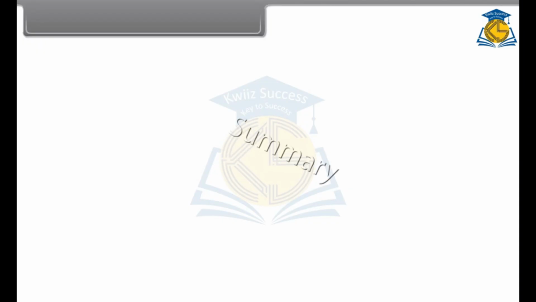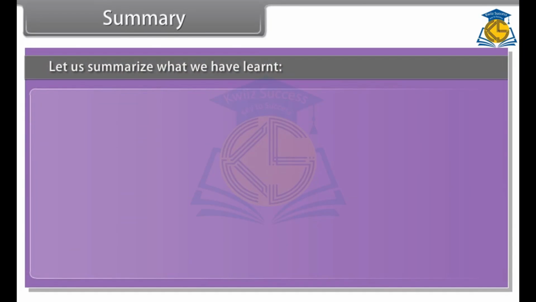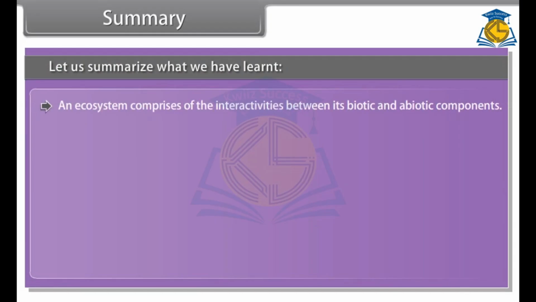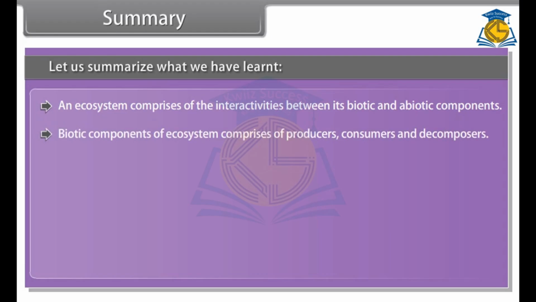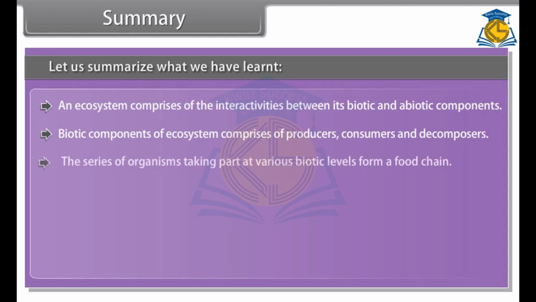Summary. Let us summarize what we have learnt. An ecosystem comprises of the interactivities between its biotic and abiotic components. Biotic components of ecosystem comprises of producers, consumers, and decomposers. The series of organisms taking part at various biotic levels form a food chain.